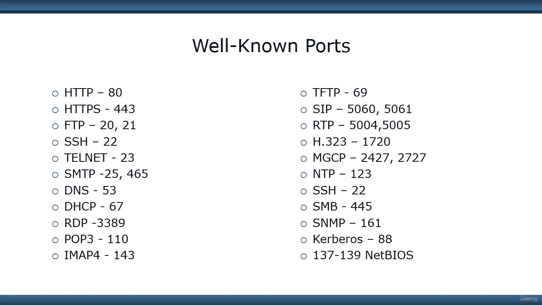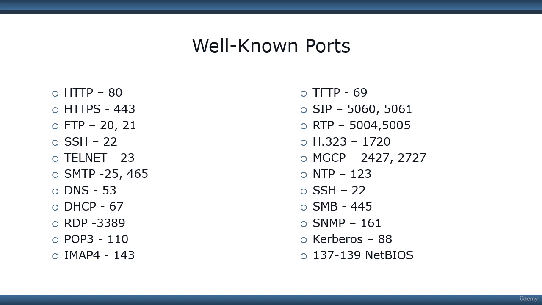TFTP, Trivial File Transfer Protocol, on port 69. This actually was used for imaging and still is used for imaging for network devices, like Cisco routers and switches, and then various other things. FTP uses TCP, whereas TFTP uses UDP, is the primary difference there, as well as their use.